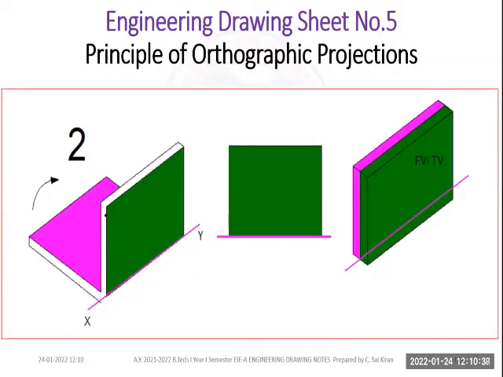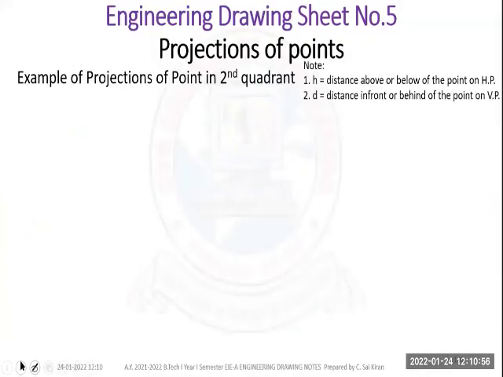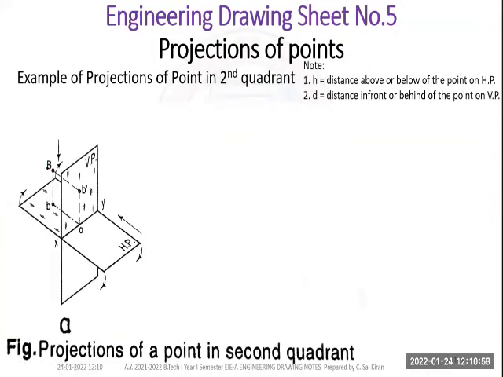Next is the second angle projection. In the second angle projection, the observer will be here, and in order to see this object, the VP and HP will be transparent, and they will overlap with each other, and front view and top view overlap with each other in this second quadrant. So that's the reason we don't use second angle projection.